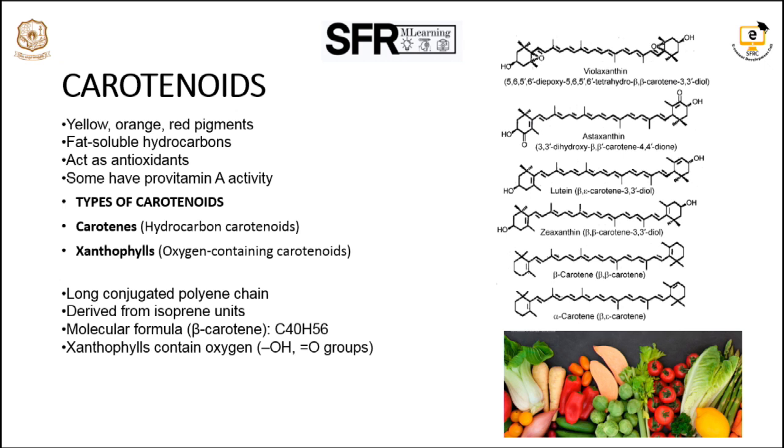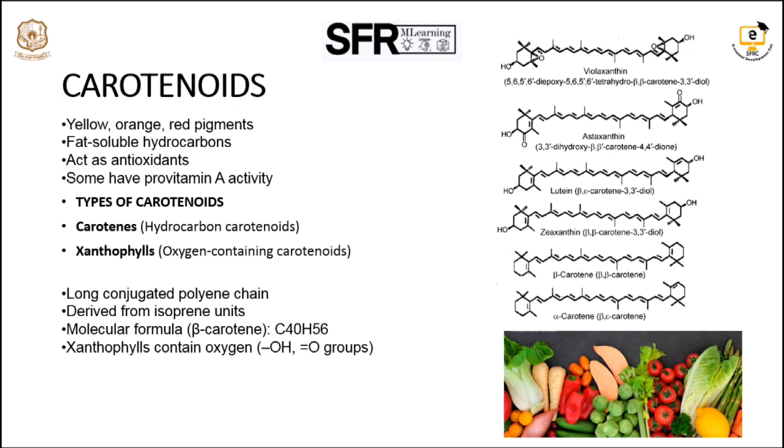These compounds act as powerful antioxidants. For example, beta carotene, which gives vitamin A in the human body, acts as a powerful antioxidant. Vitamin A is derived from beta carotene in the human body. Some carotenoids have provitamin A activity. Beta carotene is identified from plant sources, but in the human body it gets converted into vitamin A, so we call these carotenoid substances provitamin A.